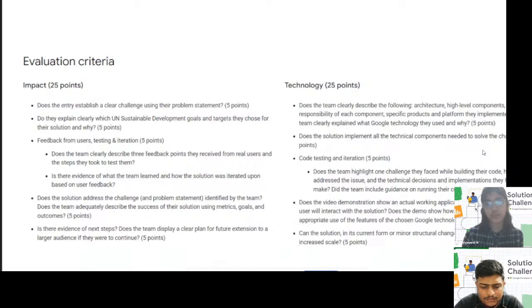Out of those 10 questions using which you're going to be evaluated, 25 points are for the impact your solution is creating, and 25 marks is for the technology. So how well you're able to use the Google technology and how well the problem statement fits into the category of using that technology. So your answer should be very proper and perfect, because your answer in the Google form is what the judges are going to evaluate.